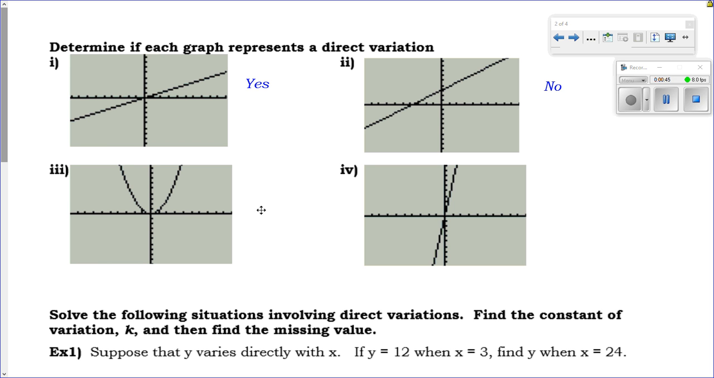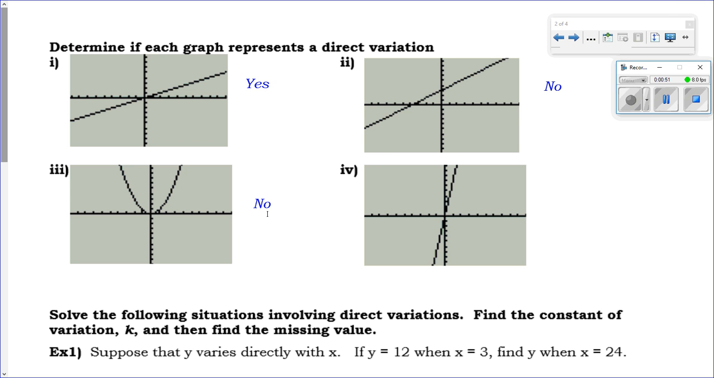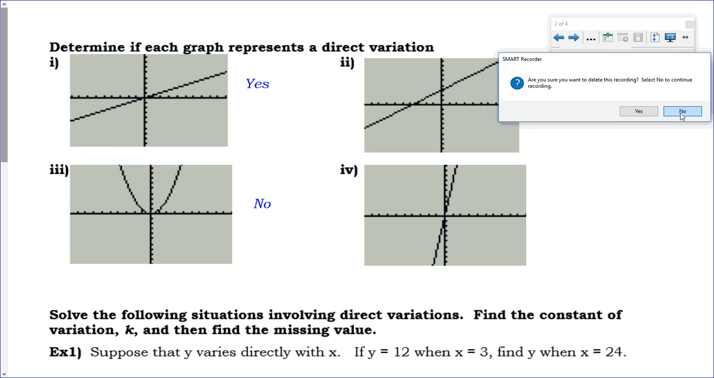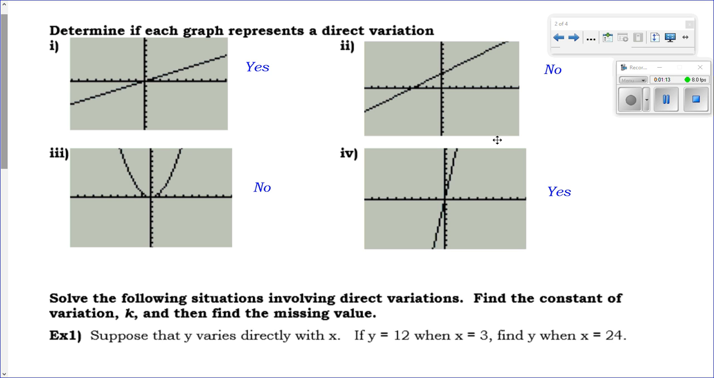That is also a no. Oops. Sorry, that should be a no, because the graph is not a straight line. Okay, so that is also a no. And then the last one, is it a direct variation? Well, that's yes, because it is a straight line and it goes through the point 0, 0. Okay. So when you're looking at a graph, you're looking for a straight line going through the point 0, 0.